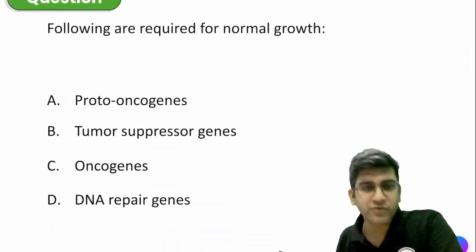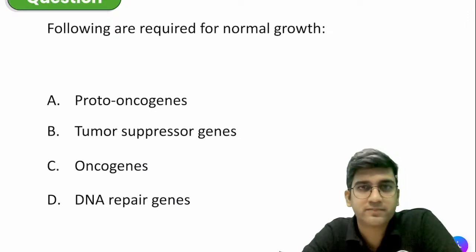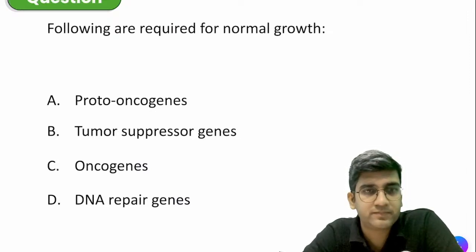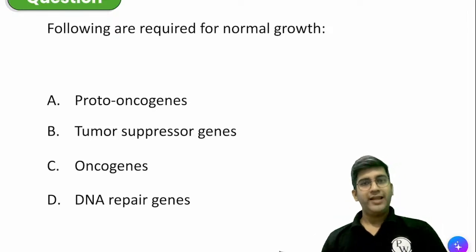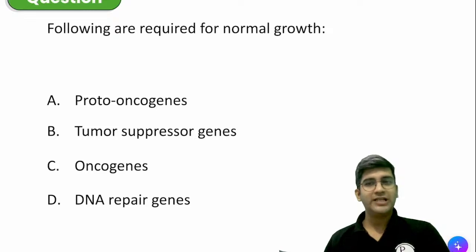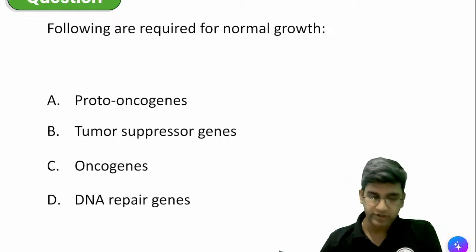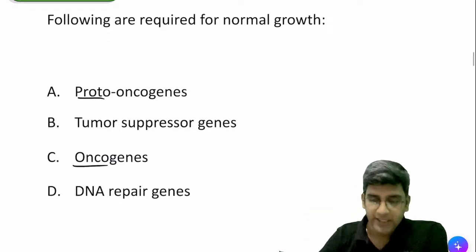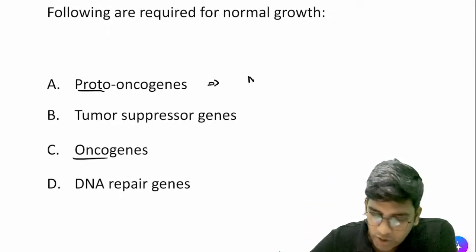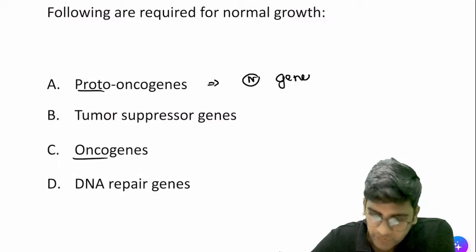Next. So the following you think is required for growth. Anything which comes across your mind. Right answer? A, B, C, D. A, right? Proto-oncogenes are the one which are required for normal growth, right? Now I have two things here. I have proto-oncogenes as well as oncogenes, right? So these are normal genes required for growth.